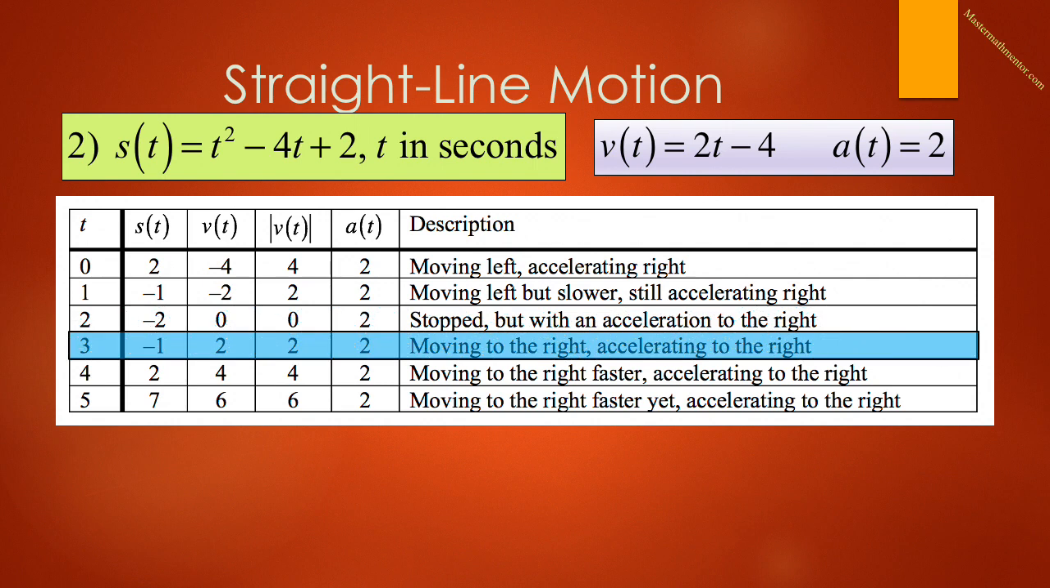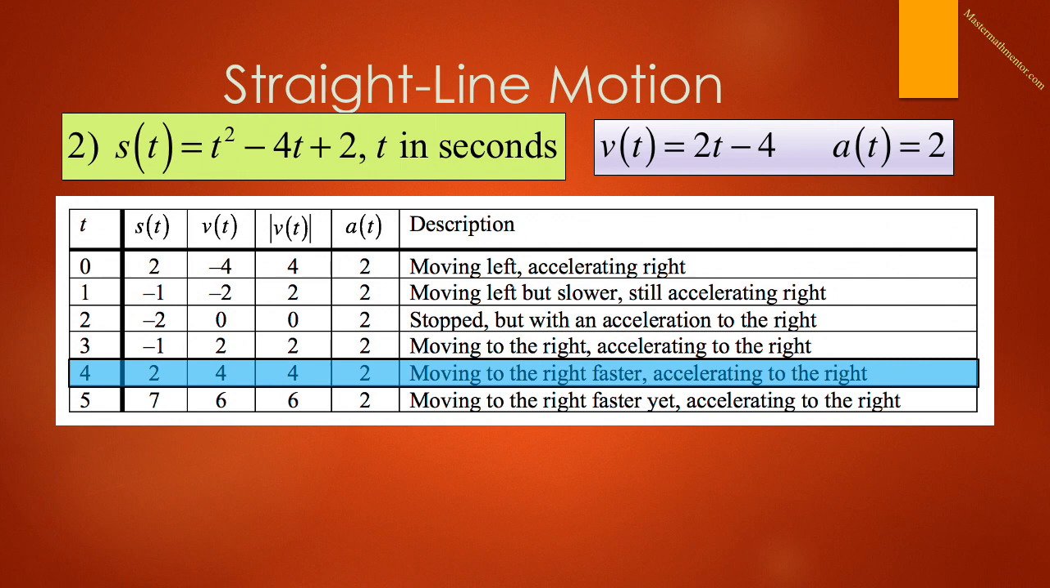At t equals 3, s of t is equal to negative 1, v of t is 2, and a of t is still 2. So now the particle, because of that acceleration to the right, is now moving to the right and still accelerating to the right.